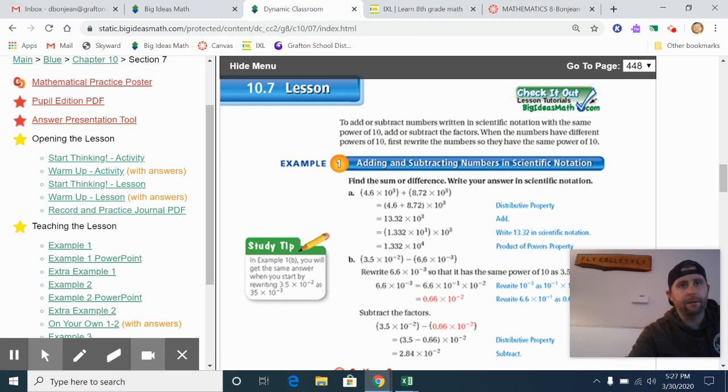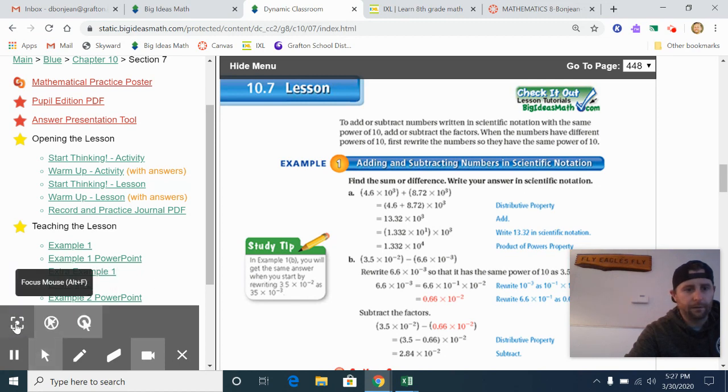First thing I want you guys to write down is the learning target. Your learning target is I can add and subtract numbers that are written in scientific notation. All right. So remember, pause if needed, write that down, but I'm just going to keep cruising here. So here we go.